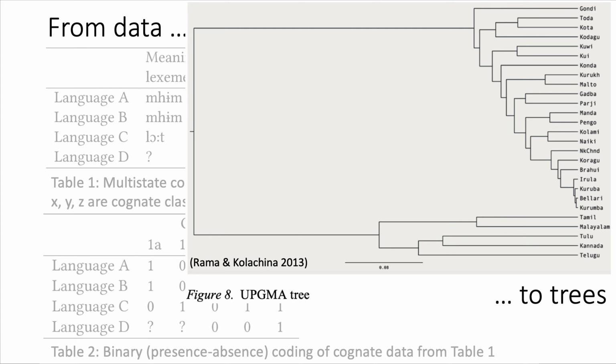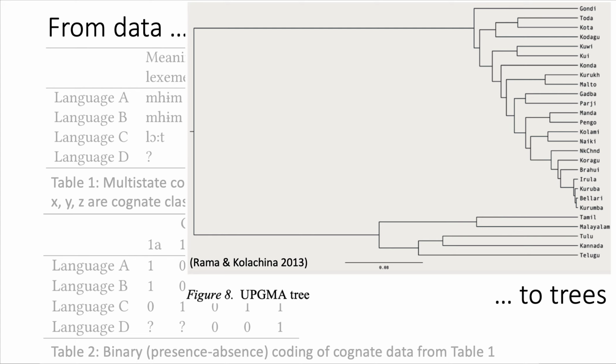As an example of a distance-based method, right? So we're moving from data to trees really quickly. I have put Rama and Kolachina's 2013 UPGMA tree of Dravidian to the right. So let's explain this a little bit. Dravidian is a smaller family native to the Indian subcontinent. It has approximately 80 languages, but there's about 20 or 30 of them that are pretty well described. So Rama and Kolachina use a distance-based technique called UPGMA, which constructs a rooted tree, which you can also think of as a dendrogram, that reflects the structure present in a pairwise similarity matrix.